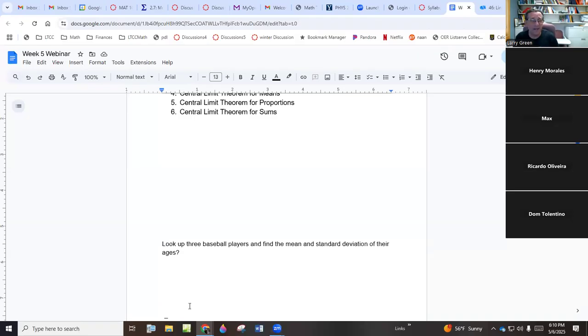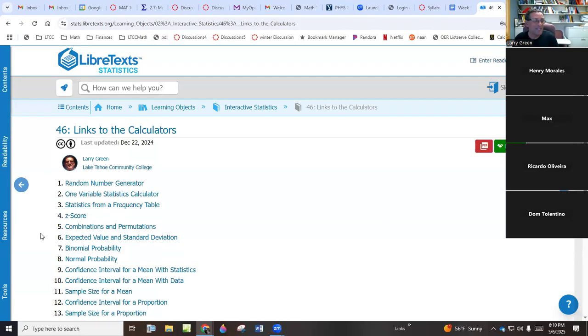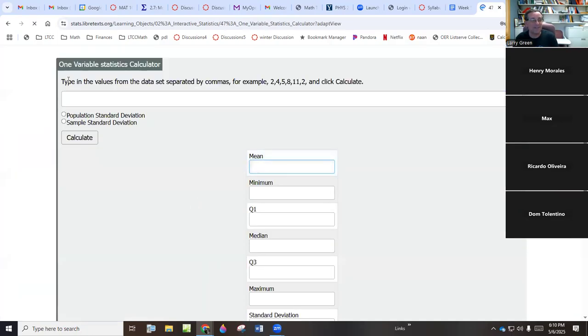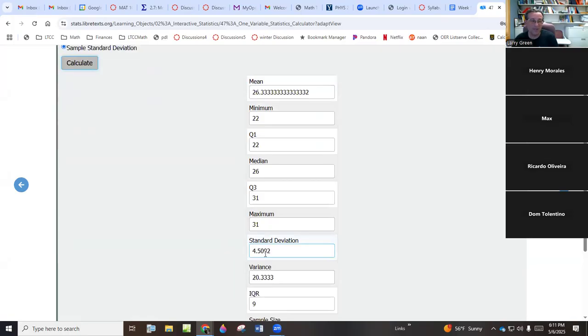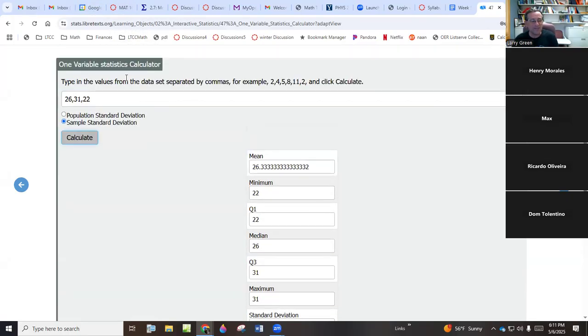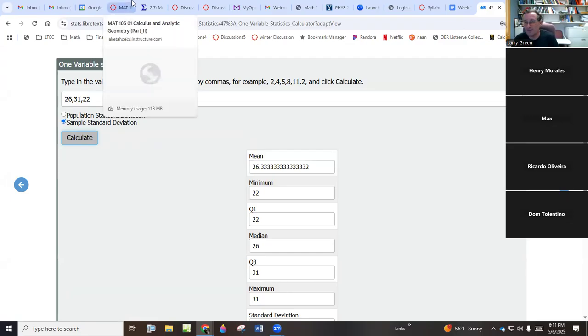If you don't know how to find the standard deviation and mean, you can just go to the one variable statistics calculator. If your ages were, say, 26, 31, 22, I'm just making up some ages, you hit sample standard deviation because it's a sample, and you calculate. The mean is 26.33, etc., and the standard deviation is 4.5092. So it's really easy to find, but I want you to do that. Once you've done it, post the mean and standard deviation in your chat.